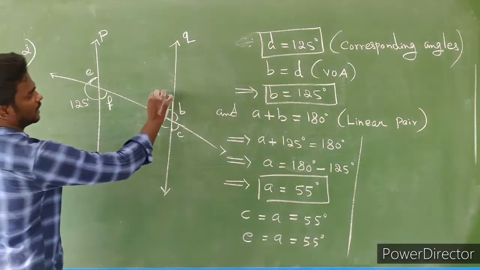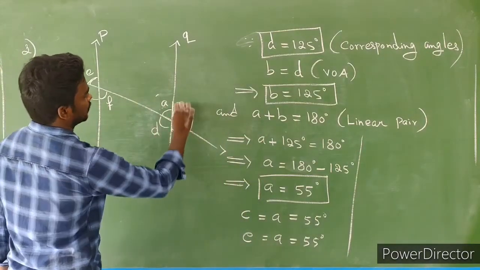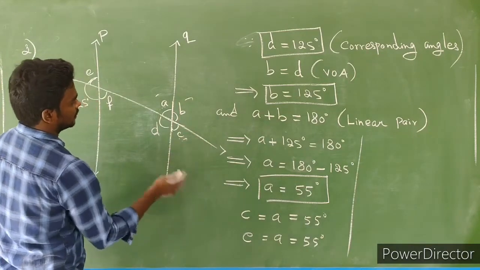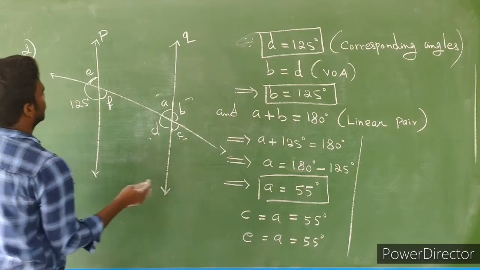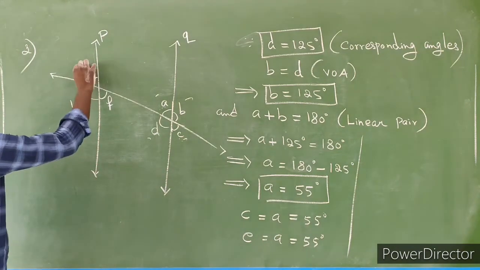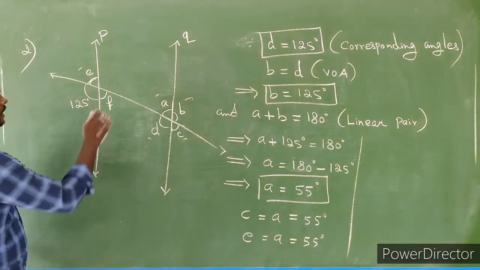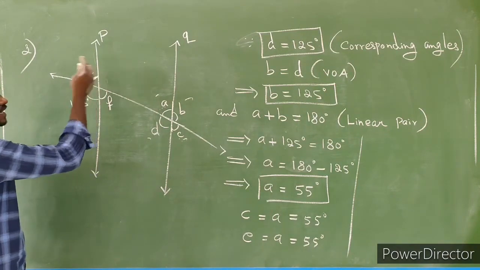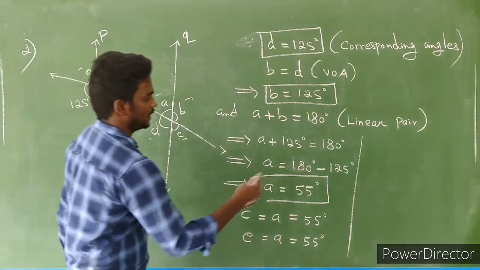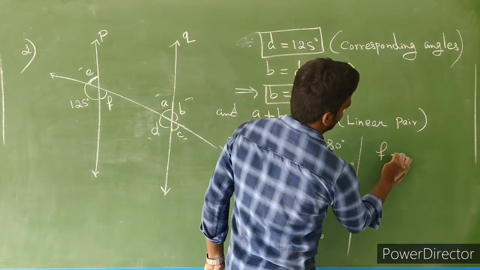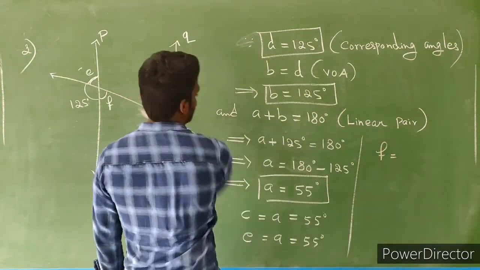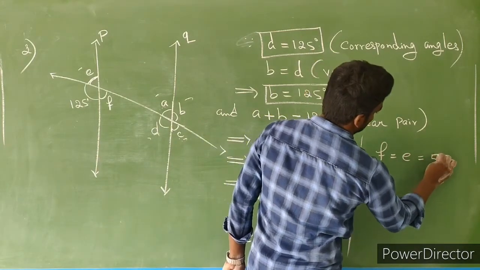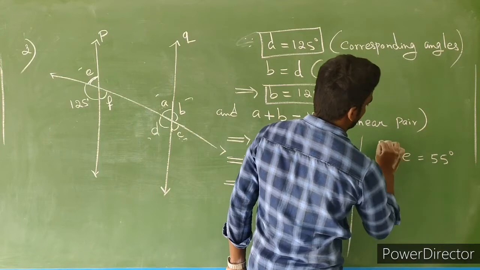So, we found A. Next, B also we find. Next, angle C. Angle D also we find. Next, angle E. Angle E is equal to angle A. Next, what is angle F? F and E are also the same angles because they are vertically opposite angles. Angle F is equal to angle E, which is 55 degrees. So, this is vertically opposite angles.